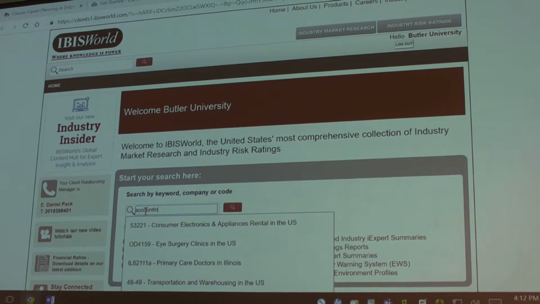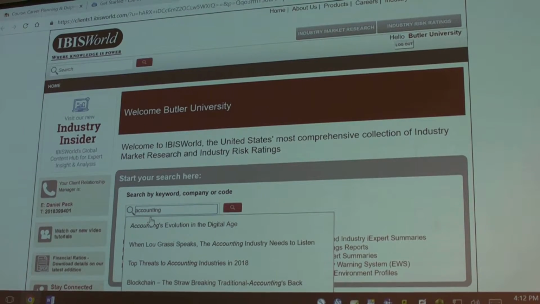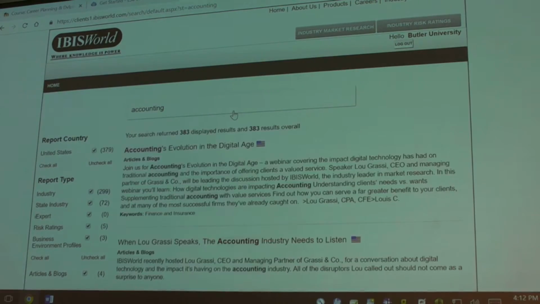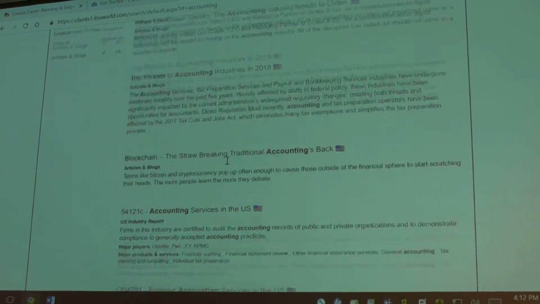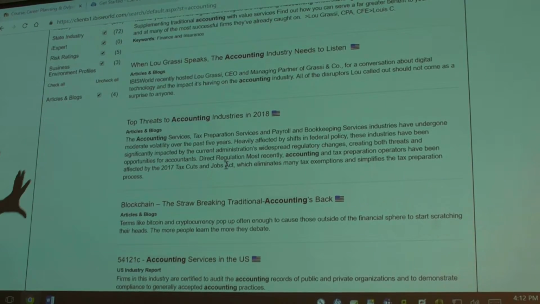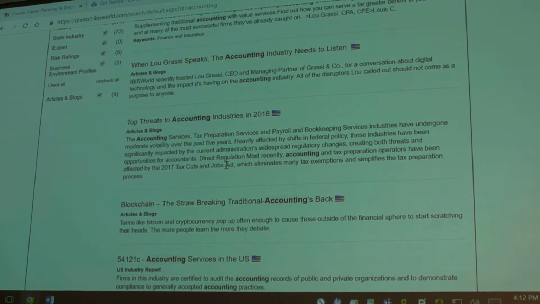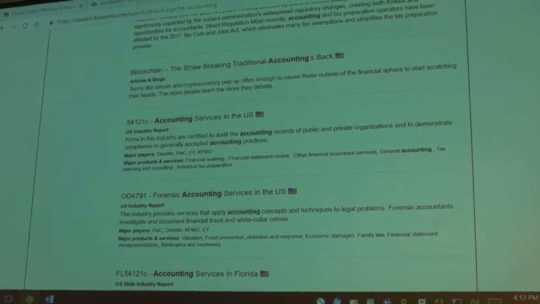By the way, if you're not an accounting major, you can go back and try your own searches later. So I'm going to hit accounting. And if you scroll down now, you're going to start seeing reports in IBISWorld that have something to do with accounting. Now, for most keywords that you plug in, you're going to get something that looks like this right here. It's going to be a report.